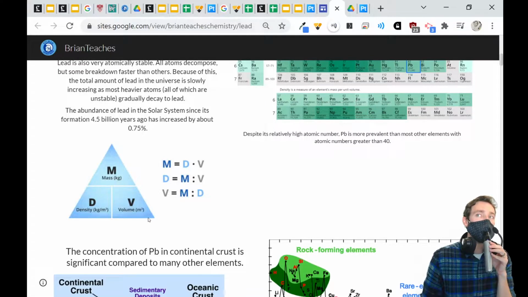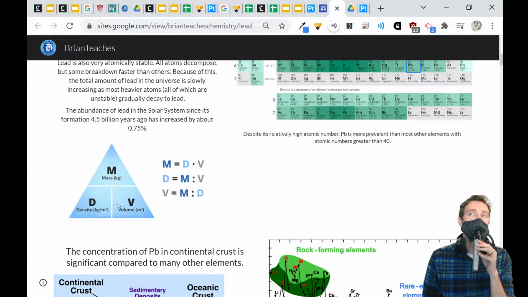This is the density triangle. You guys will probably use this in physics as well. This triangle shows that if you wanted to find density, it's mass divided by volume. If you wanted to find volume, it's mass divided by density. And if you wanted to find mass, it would be density times volume. That's what that triangle means.